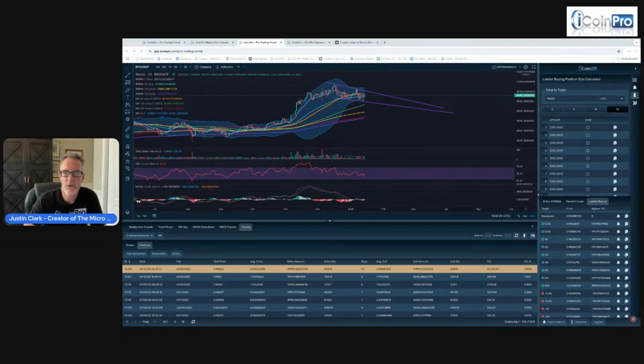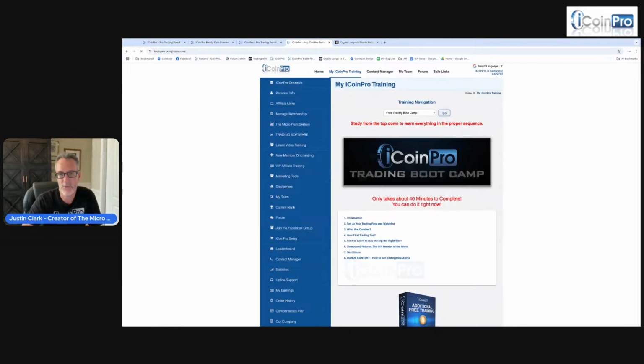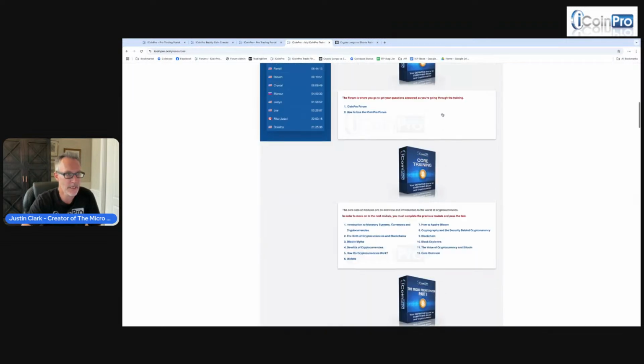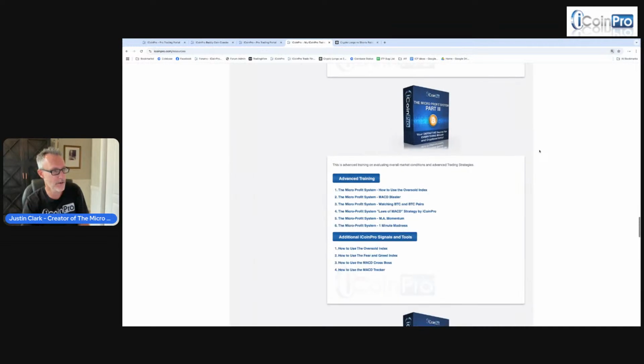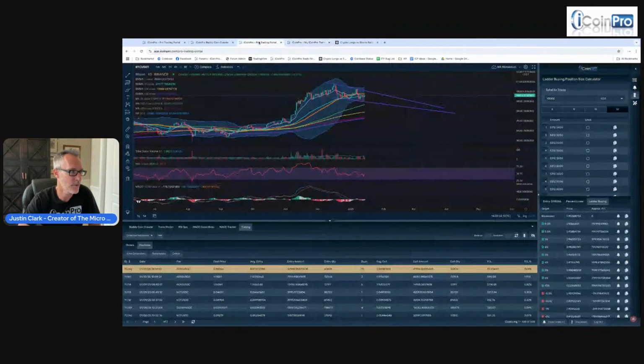All right, so for those who are in iCoinPro, if you're in the 1-week course, you want to quickly learn how to use the MA momentum chart setup, you just go to your training page, click on part 3, hit go, and then it's right here. The MA momentum training takes about 40 minutes. You can do a quick detour if you'd like, and do that really at any point in the 1-week course. All right, so let's take a look at what's happening.